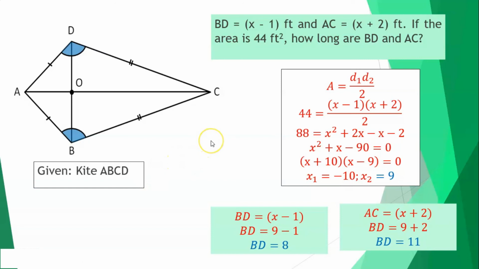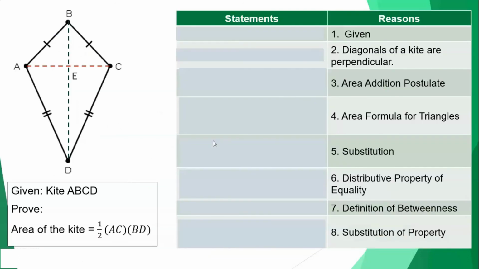Okay, let's have this geometric proof. So given here a kite, ABCD. So prove that the area of a kite is indeed 1/2 of AC times BD. So in this case, I'm giving all the reasons, so we will identify all the statements. So take note, given here, so that would be kite ABCD. So take note here, diagonals of a kite are perpendicular. So with that, AC is perpendicular to BD.